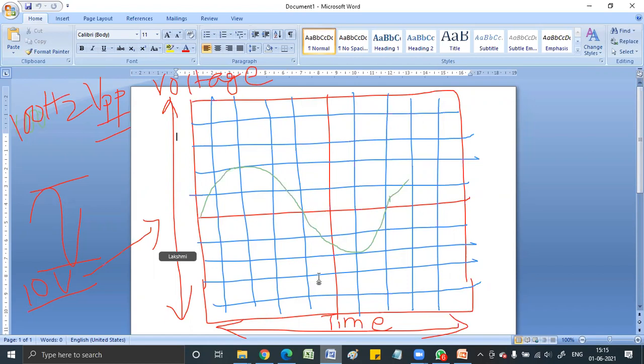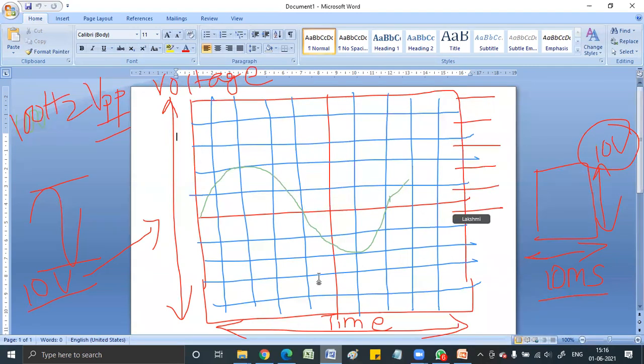So this is the oscilloscope. This height, they are saying it is 10 volt, and this base width, they are saying it is 10 millisecond. Now, what is this 10 volt? It is the height of that entire box. But how many divisions are there? 10, right? So what is the height of one box? The total height is 10, so it is 1 by 10.